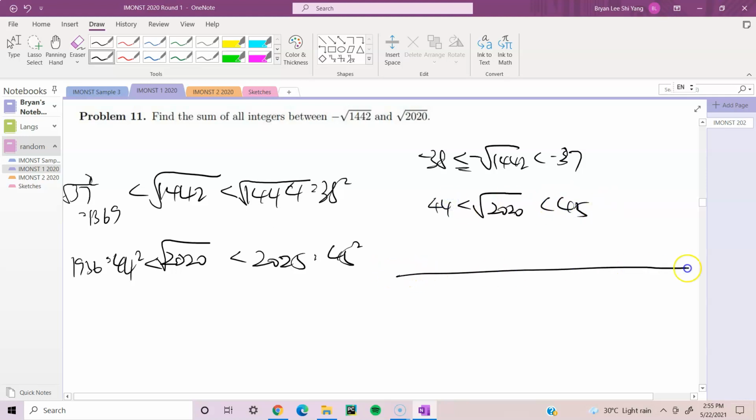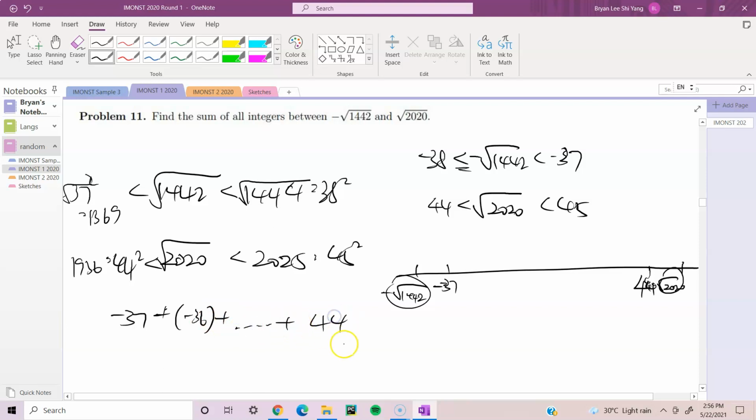So let's plot it on a number line. We will get this one, root 2020, and then we'll have 44 here. Then we would have negative root 1442, and we'll have negative 37 over here. Basically, finding the sum of all integers between these two means adding up negative 37 plus negative 36, all the way to 44, right?